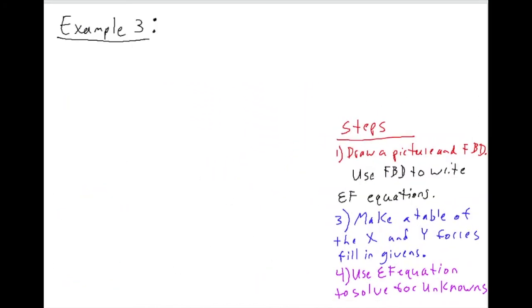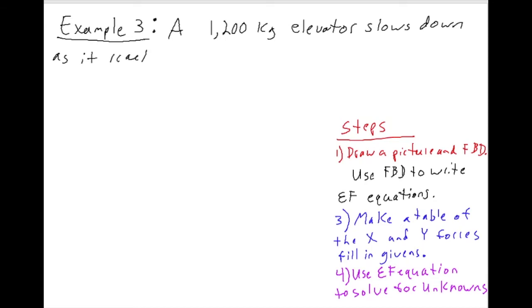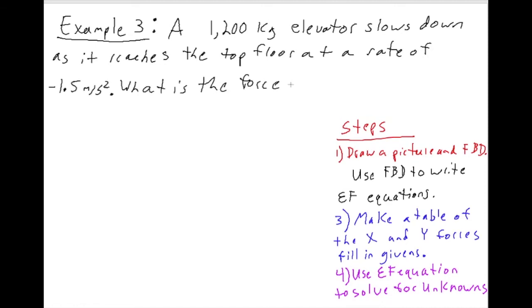So let's take a look at our third example here. The third example just says a 1,200 kilogram elevator slows down as it reaches the top floor at a rate of negative 1.5 meters per second squared. What is the force of tension supporting the elevator?